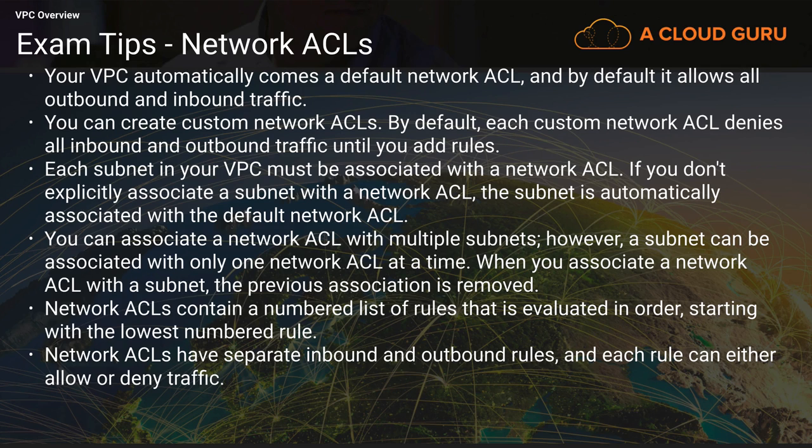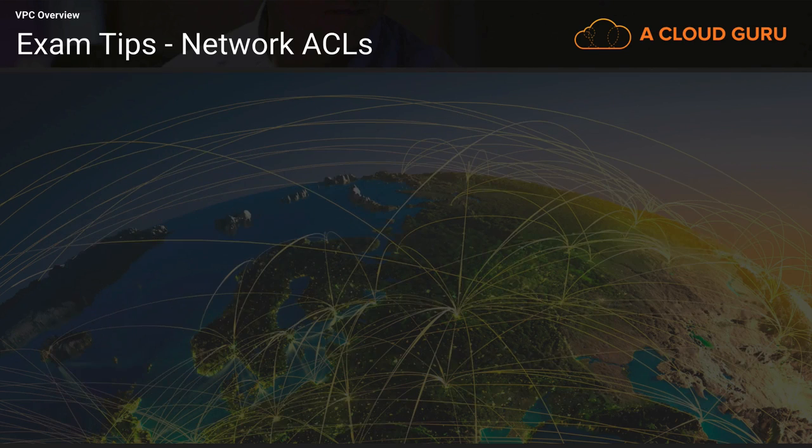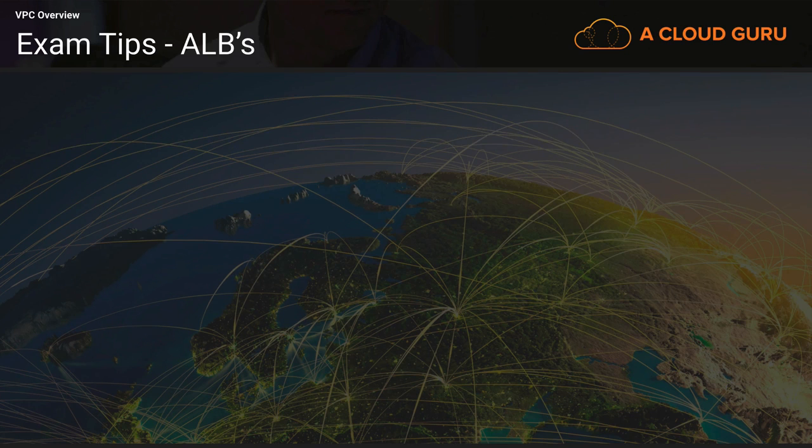Network access control lists have separate inbound and outbound rules, and each rule can either allow or deny traffic. For this reason they're stateless, so responses to inbound traffic are subject to the rules for outbound traffic and vice versa. It's not like security groups where you can just open port 80 and it suddenly works. You have to do it on both sides, and you can also block IP addresses using your network access control list. You can't block IP addresses using security groups.